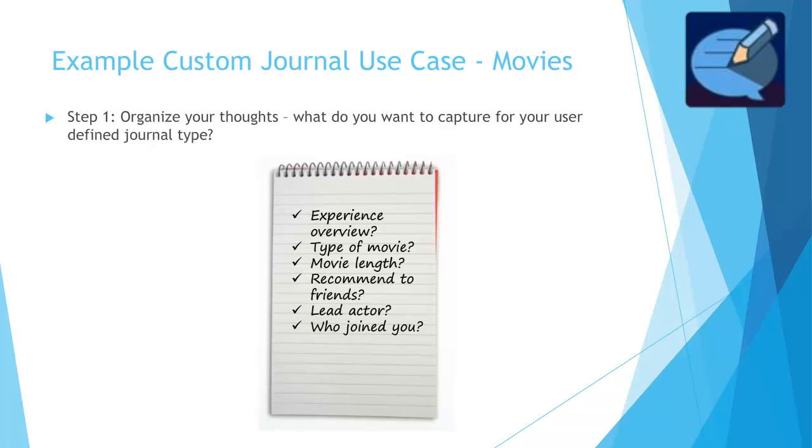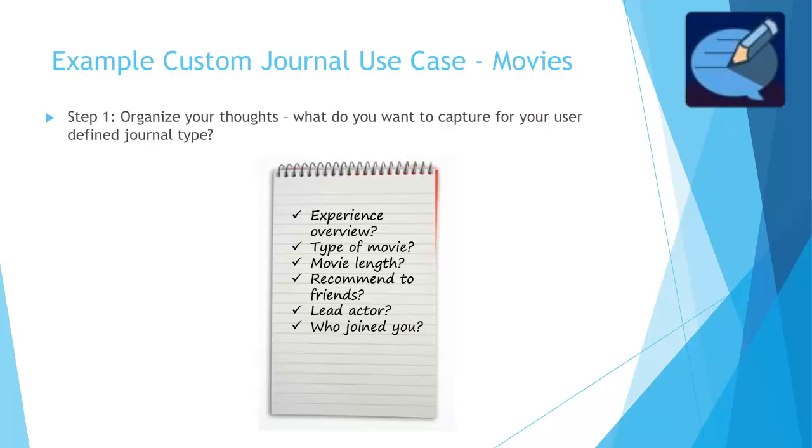So the best way to learn how to create and use a custom journal type is via an example. The first step is to grab a piece of paper and write down all of the information you would want to capture as part of a journal entry for a specific activity. The example we're going to show today is how a user might create a custom journal type that can be used to capture the experience of watching a movie.